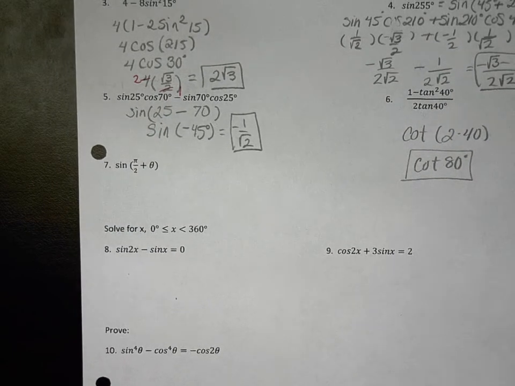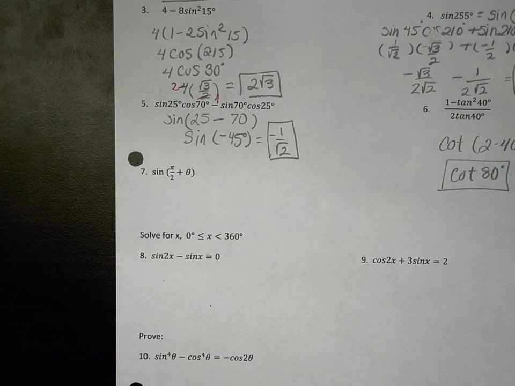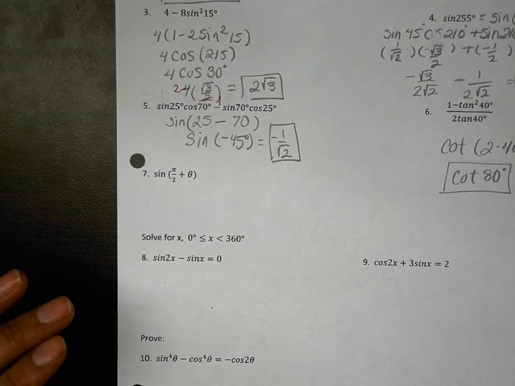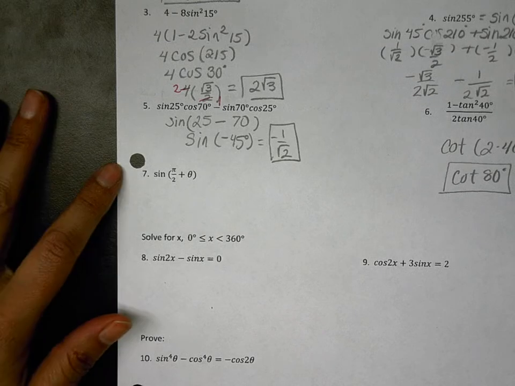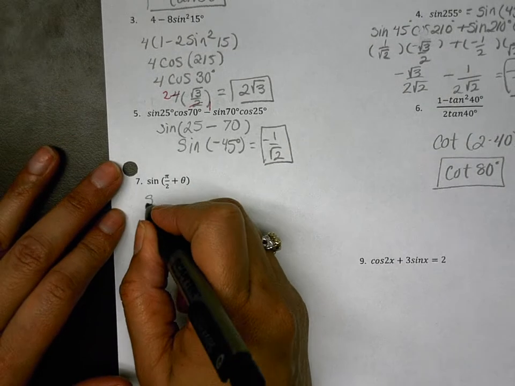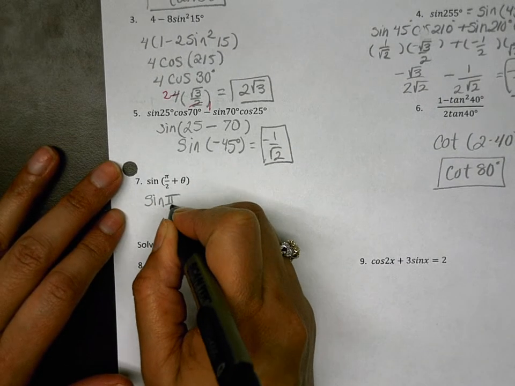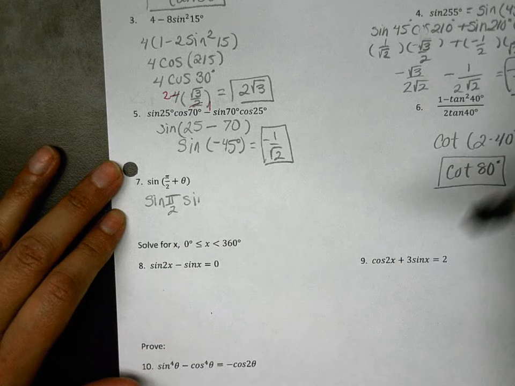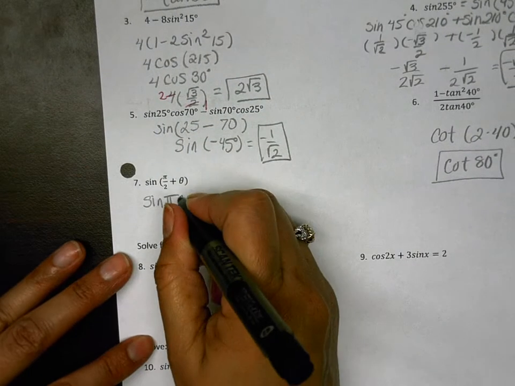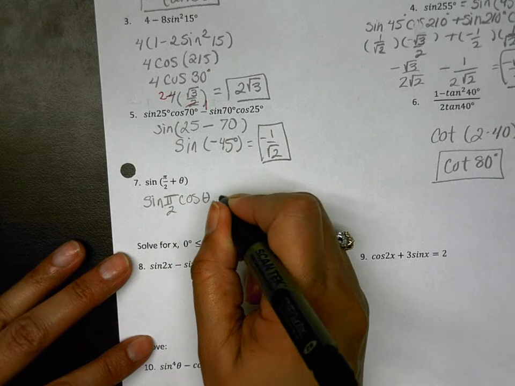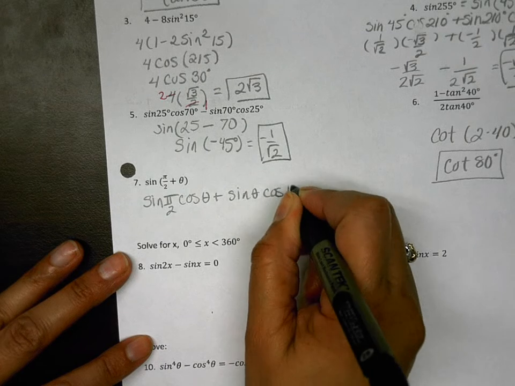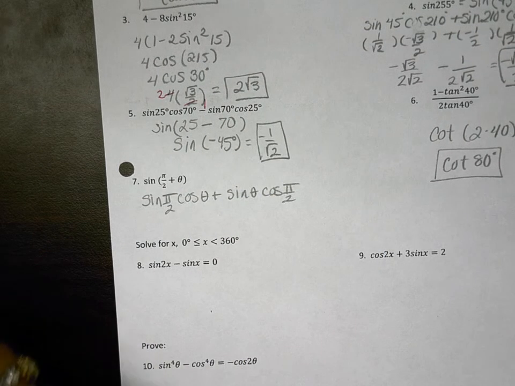Next one, sine of pi over 2 plus theta. We've done this in notes. We've done this on the quiz. I don't remember if it was on the quiz, but it was on the practice test. Where you expand, you never distribute. Sine of pi over 2 times cosine of theta plus sine of theta cosine of pi over 2.